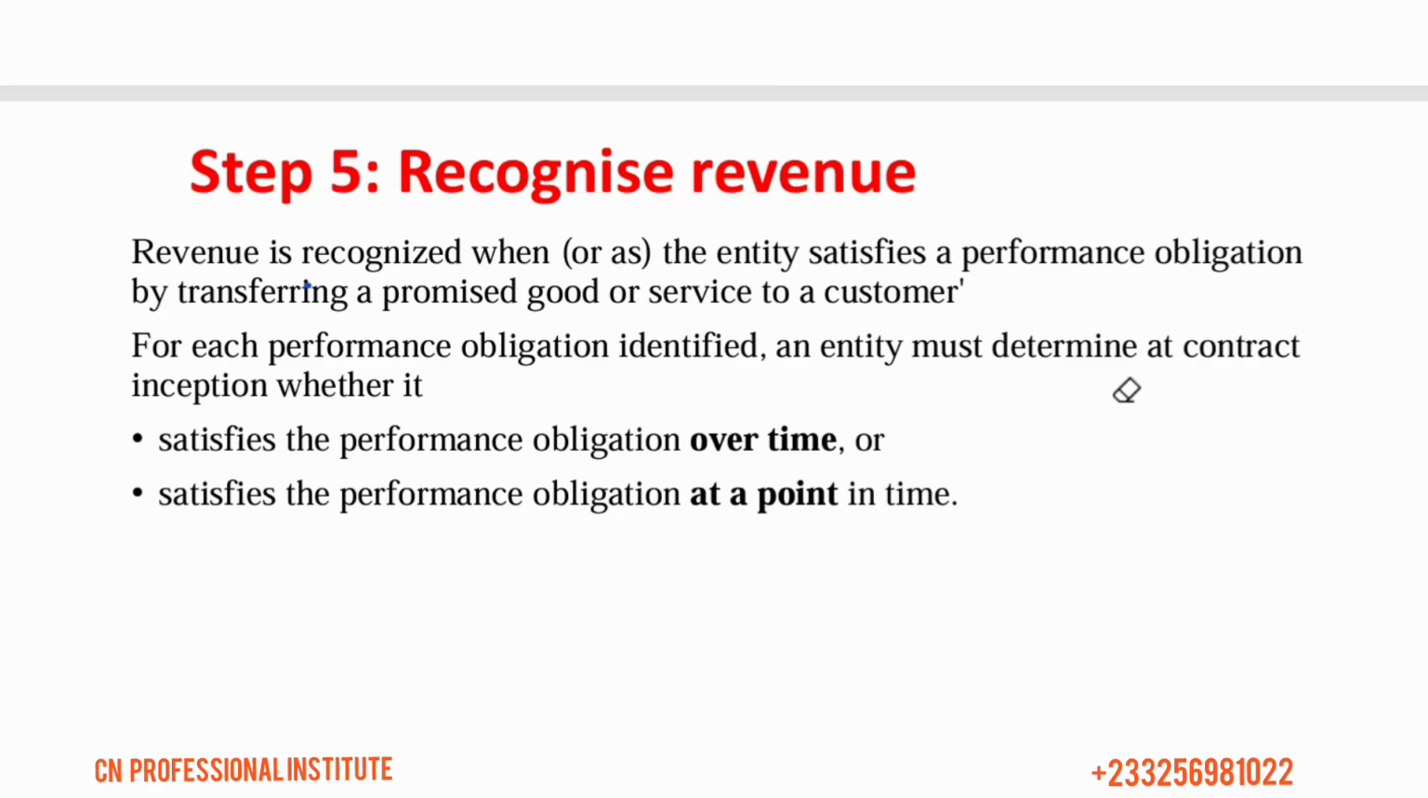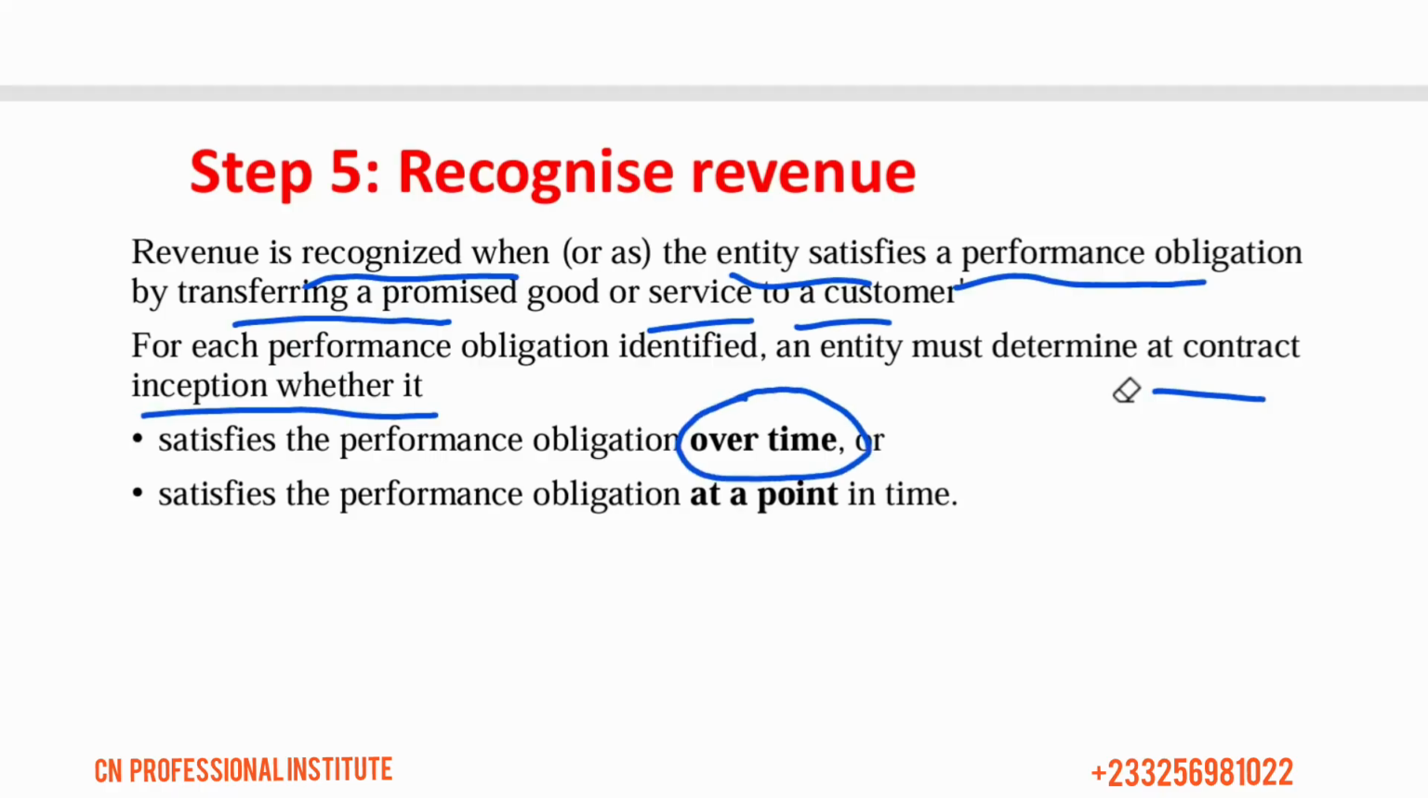Right? So it says revenue is recognized when or as the entity satisfies a performance obligation by transferring a promised good or service to a customer. And it says that for each performance obligation identified, an entity must determine at contract inception whether the performance obligation is satisfied over time or at a point in time, right?